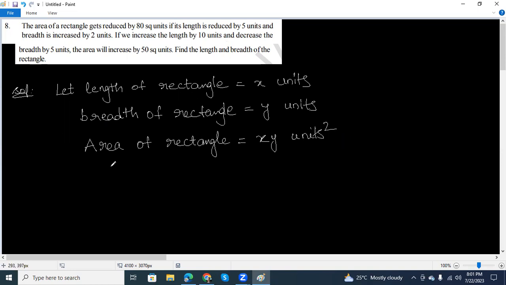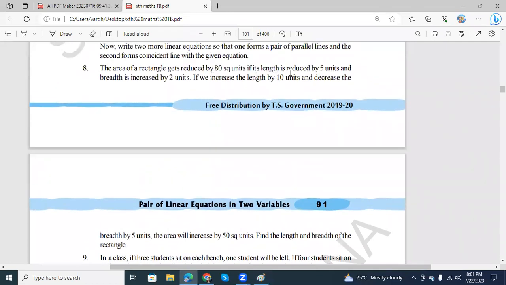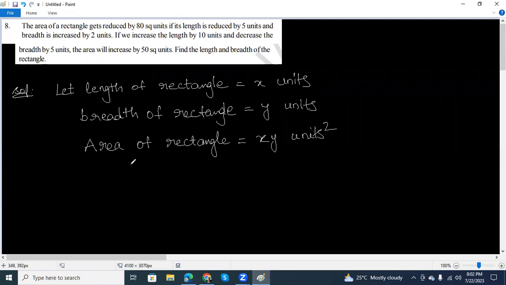Okay, so now what they have given in the first situation: area of the rectangle gets reduced by 80 square units, if its length is reduced by 5 units. So we can write length is x now. X got reduced by 5 units. Reduced means minus 5. And next, breadth is increased by 2 units. Breadth is y. Increased means plus sign, 2 units. That is equal to the area of the rectangle reduced by 80 square units.